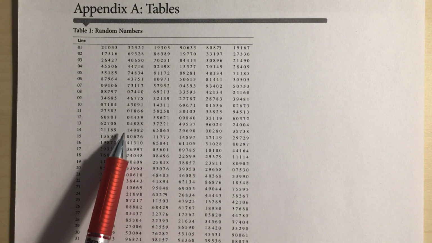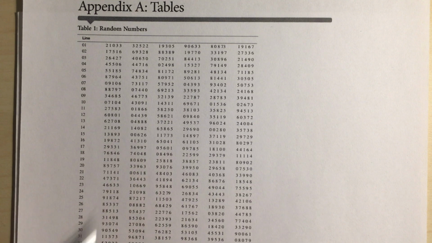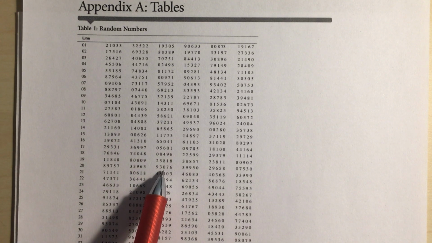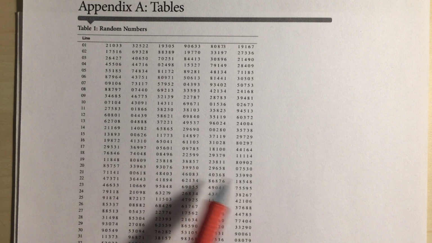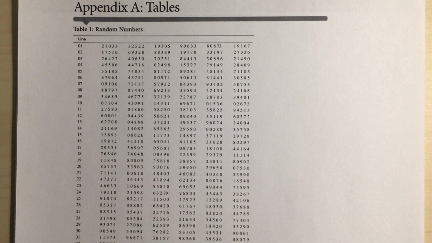So I could go down here and use this digit, this 1, as my first number and then go from there. Or I could pick something in the middle. Let's say I want to start with this 0, and then we go from there. So there are a lot of different ways of using these random number tables, which we'll see in a couple of examples that are going to follow.